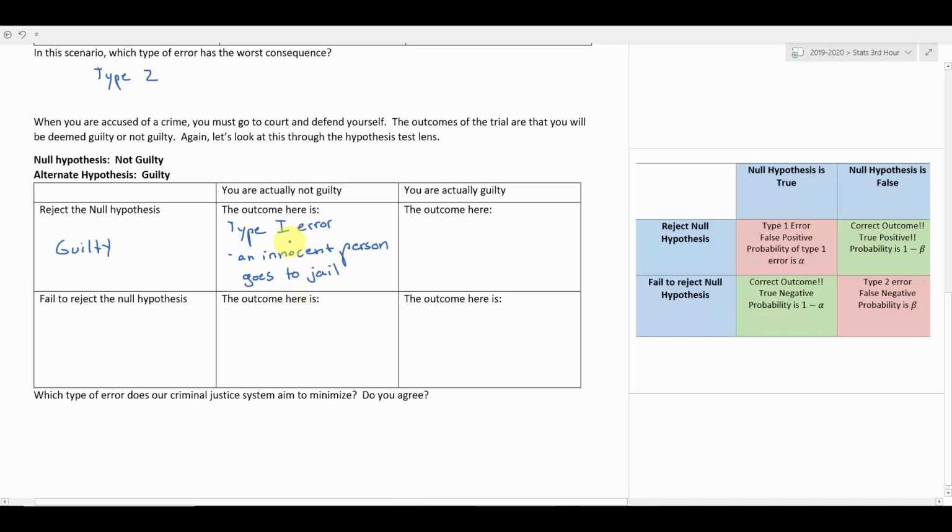Okay. So, again, starting over, we present all of our evidence. The jury reaches the decision. They decide that you are guilty. They are rejecting the null hypothesis. So, you are guilty. And you actually are guilty. Okay. So, guilty, when you actually are guilty, this is a correct outcome. Correct outcome here. Good. Okay. So, a guilty person goes to jail, which is what should happen.